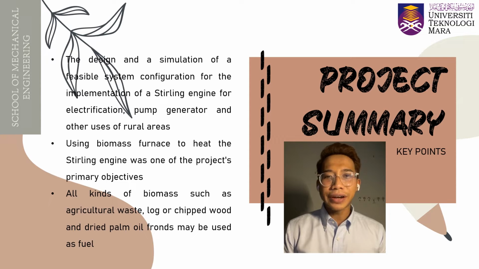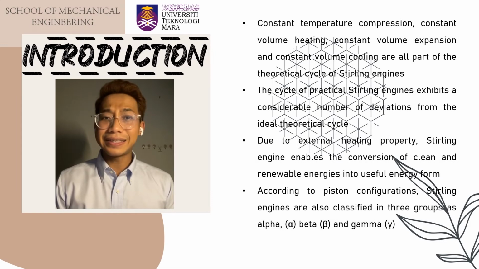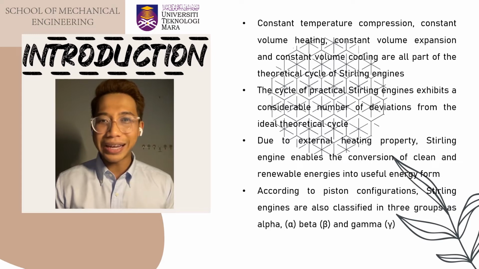Using a biomass furnace to heat the Stirling engine was one of the project's primary objectives. For economic concerns, the Alpha type Stirling engine was chosen since numerous components from industrial mass manufacturing may be utilized. All kinds of biomass such as agricultural waste, log or chipwood and red palm oil fronds may be used as fuel. Robert Stirling designed the Stirling engine in 1816, which is a closed-cycle piston-type energy converter.